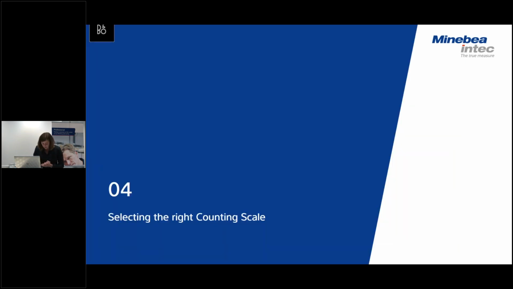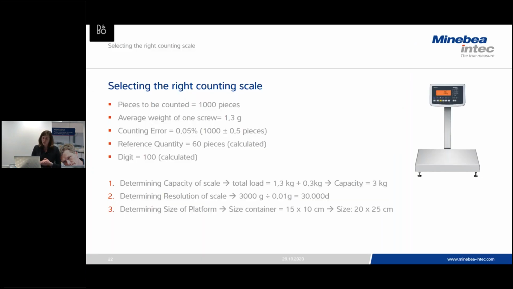So this was my theoretical background, and now I'm coming to how you can select the right counting scale for you. And there I'm coming back to my example that we had at the start. So we want to count 1,000 pieces. We have an average weight of a screw of 1.3 gram, and we want to have a counting error that is equal or less than 0.05%, which means that we have an absolute deviation of 0.5 pieces, so that we can count to 1 piece exact.